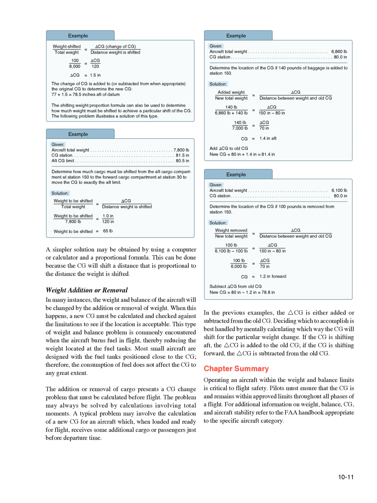Chapter Summary: Operating an aircraft within the weight and balance limits is critical to flight safety. Pilots must ensure that the CG is and remains within approved limits throughout all phases of a flight. For additional information on weight, balance, CG, and aircraft stability, refer to the FAA Handbook appropriate to the specific aircraft category.